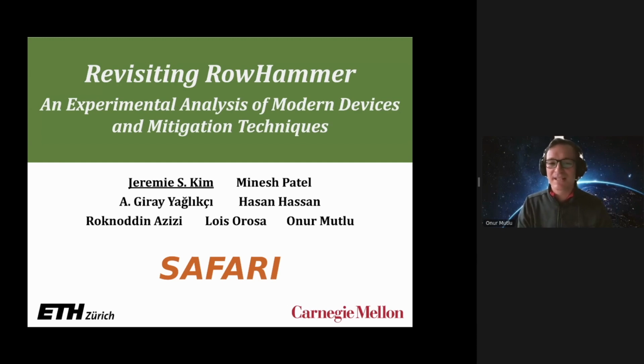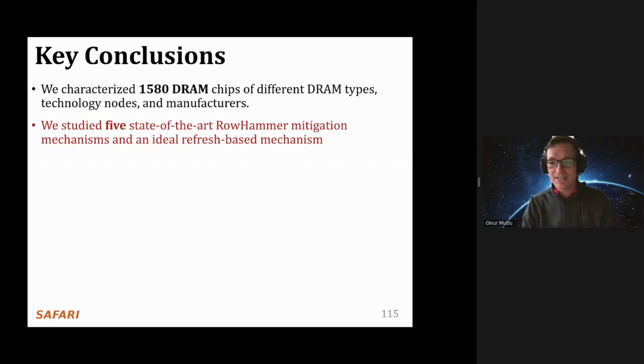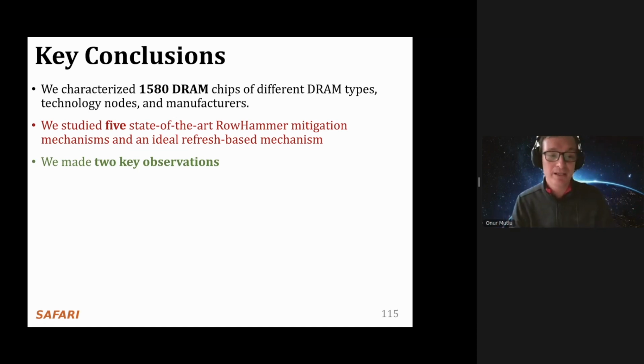So we call this Revisiting Rowhammer. And this is a similar study to what we have done in 2012 to 2014, except we've done it with many, many more chips and many, many different types of chips. And we show that chips are still vulnerable. So basically, we characterize more than 1,500 DRAM chips of different types, technology nodes, and manufacturers using FPGA-based and SoC-based infrastructures. And we also studied 5 state-of-the-art Rowhammer mitigation mechanisms and an ideal refresh-based mechanism. Ideal refresh-based mechanism means that you minimize the refreshes. You do additional refreshes only when really absolutely necessary.